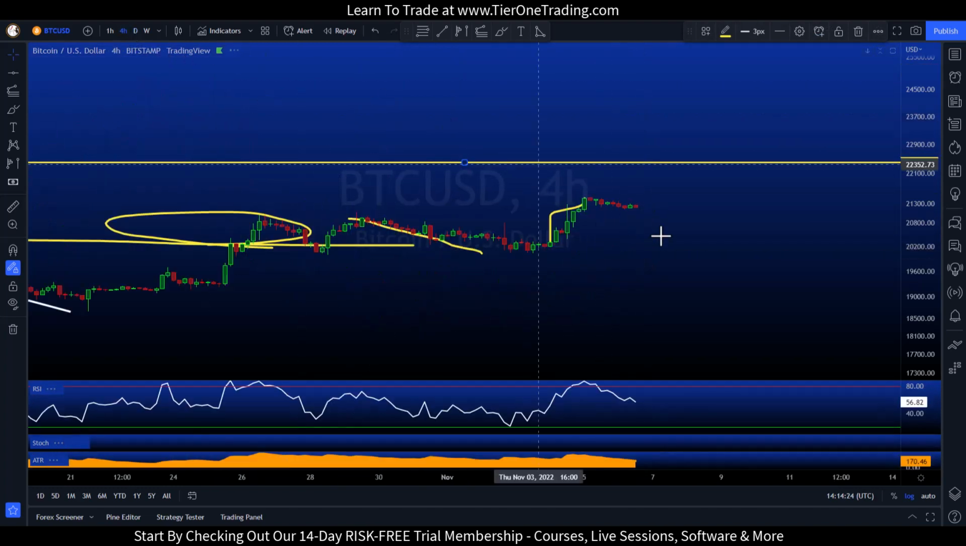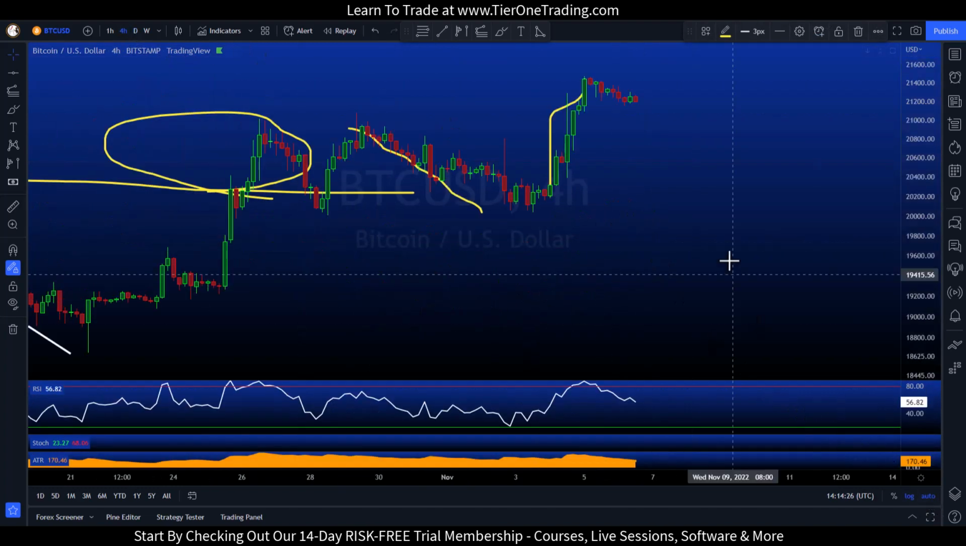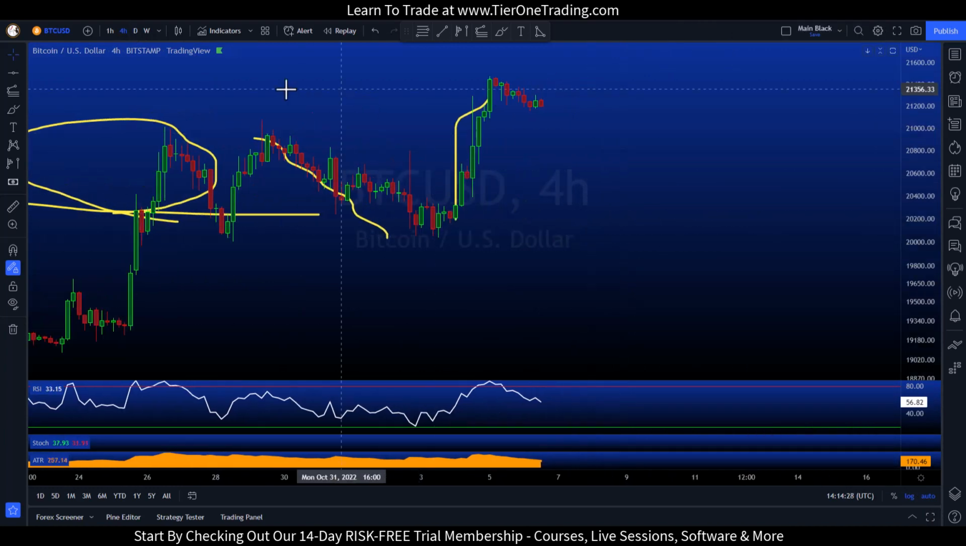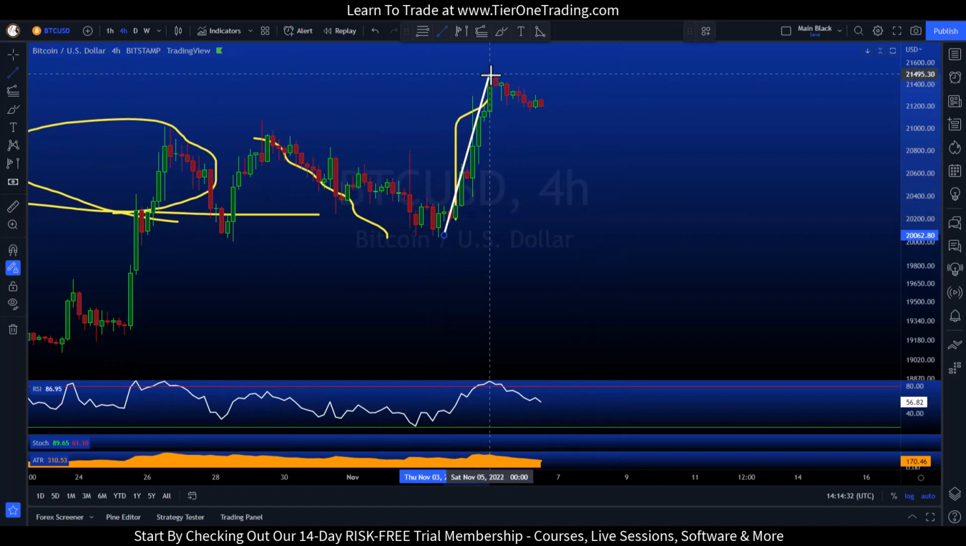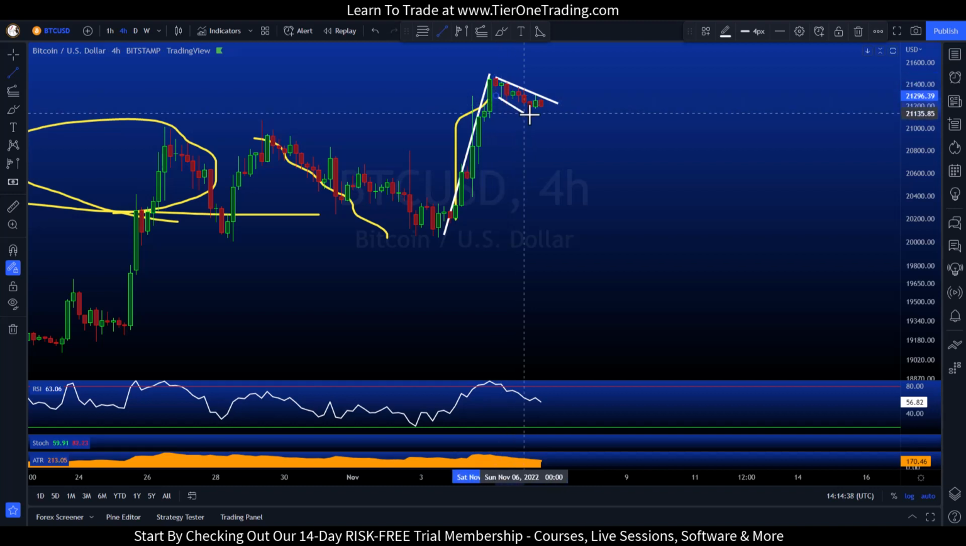Now, if we go down to a 4-hour chart and zoom in a little bit, we're going to see another classic pattern here on Bitcoin. This is going to be a flag pattern, right? Price action extends up, and then we get a little bit of relief, right? Again, this little bit of relief is caused by profit taking, right? Profit taking is going to happen.